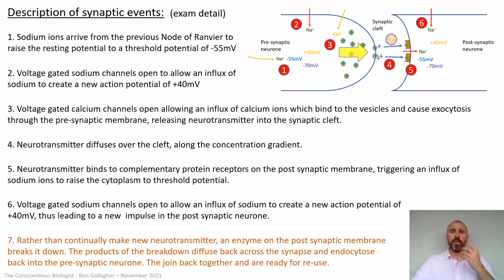Otherwise, synapses would have to be making so much protein all the time, they'd be so hungry for amino acids that the system wouldn't be particularly efficient. So take a screenshot of this. This is so important for a full description of the synaptic events.